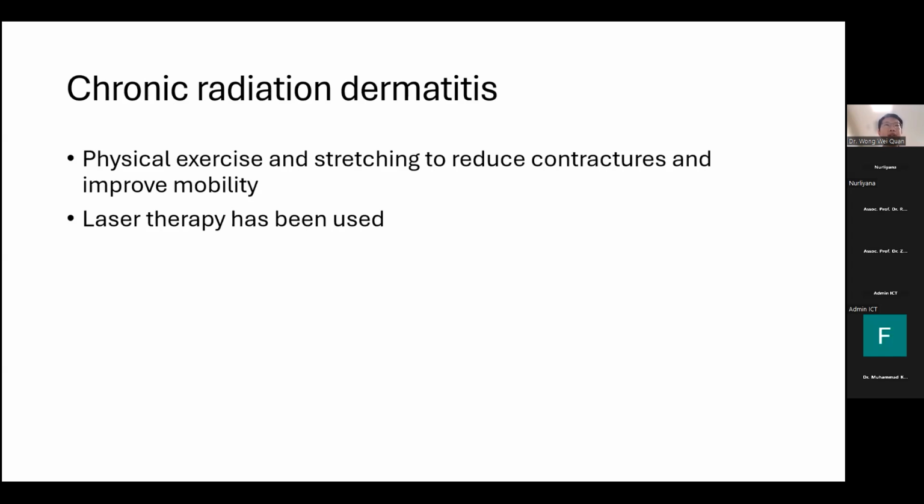This may include things like hyperpigmentation of the skin, induration. Laser therapy has been tried, but its effectiveness varies. Other situations are like alopecia. Things that can be tried are hair transplants.